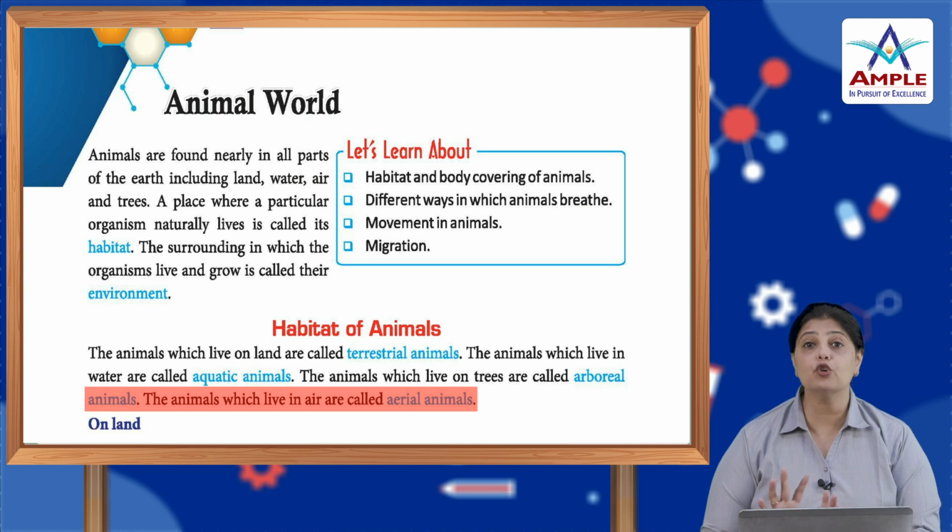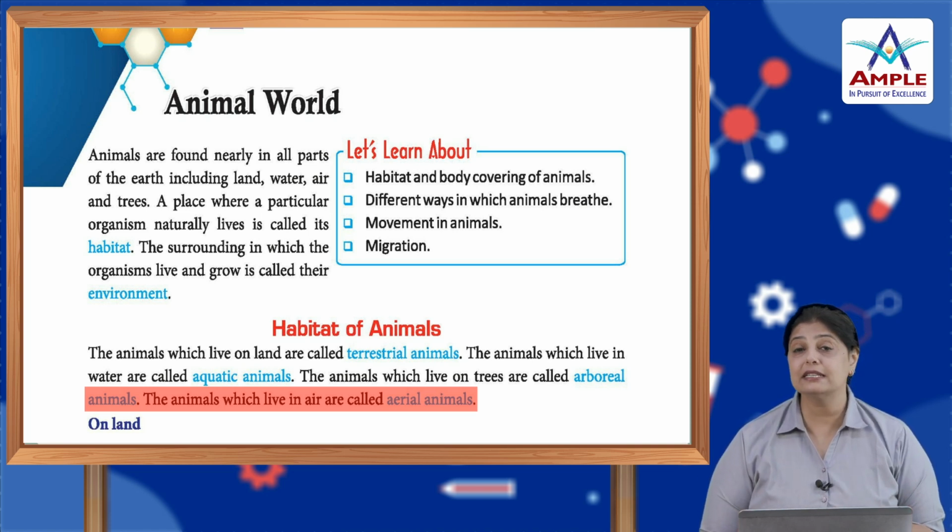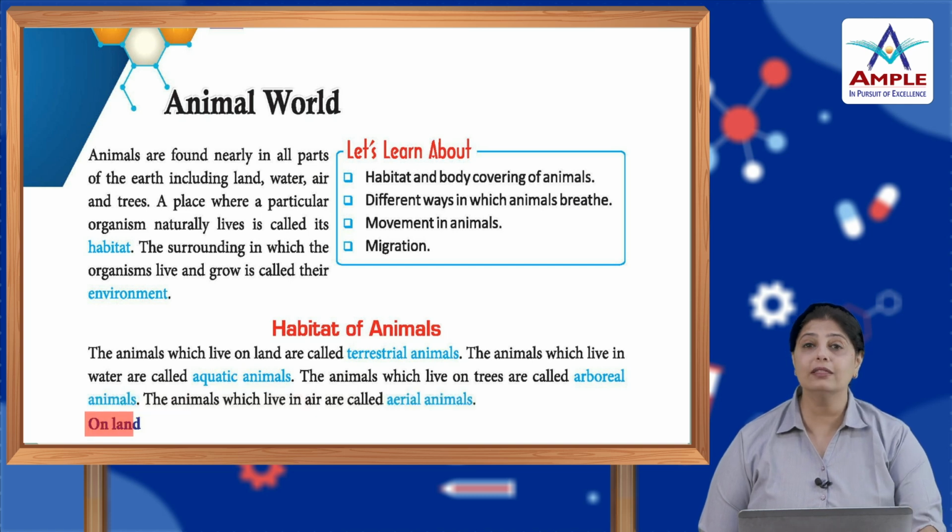All right, children. So, terrestrial animals means the animals that live on land like lion, tiger, giraffe. Animals in water are aquatic animals like whale, shark, and all the fish. Then arboreal, like I said, the monkeys and all, those who live on the tree. And the animals that fly in the air or live in air are known as aerial animals.